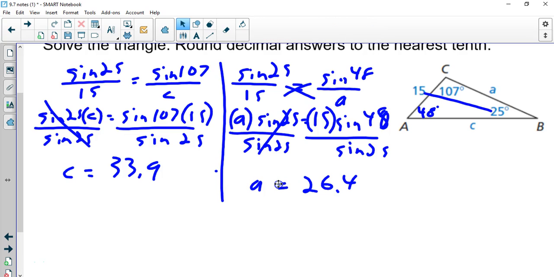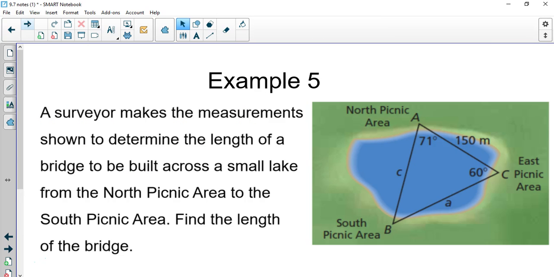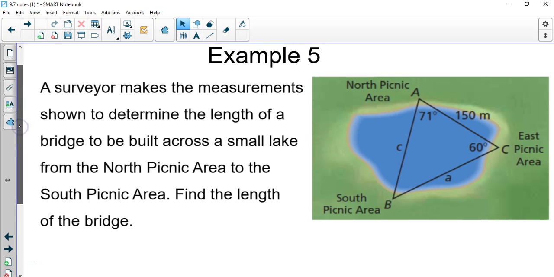Okay? And then as you can see, oh, one more, forgot, example 5. One more. Okay. So, we're trying to find the length of the bridge. A surveyor makes the measurements shown to determine the length of a bridge to be built across a small lake from north picnic area to the south. So, we're trying to find C, basically. Okay?